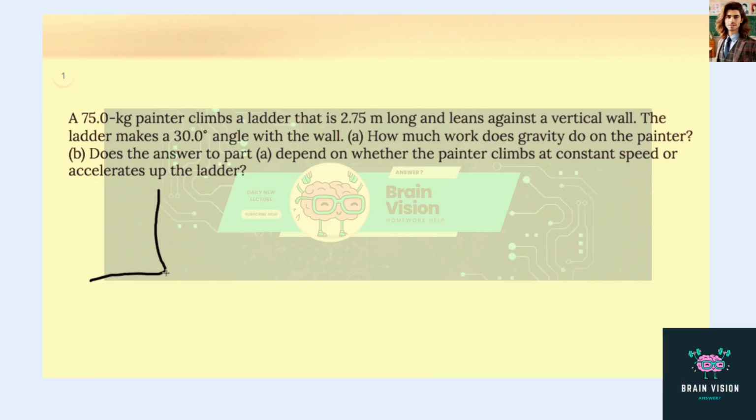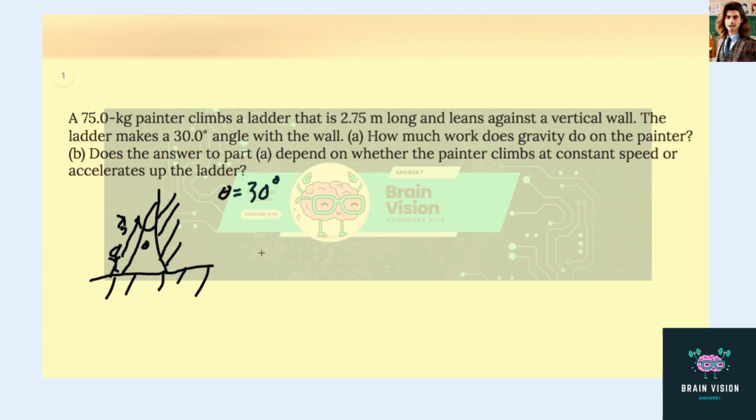Okay, let's start off by drawing the scene here. We have a ladder propped up against a wall, and it is making a 30-degree angle with the wall, which I will denote with theta here, and let's write down that theta is equal to 30 degrees. And we have a painter who has a weight of 75 kilograms that wants to go up the ladder 2.75 meters, which will be our displacement S.